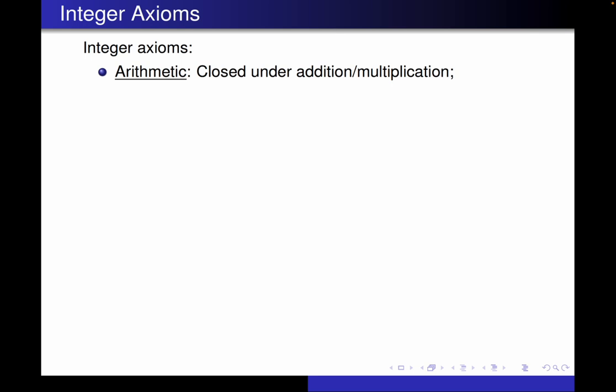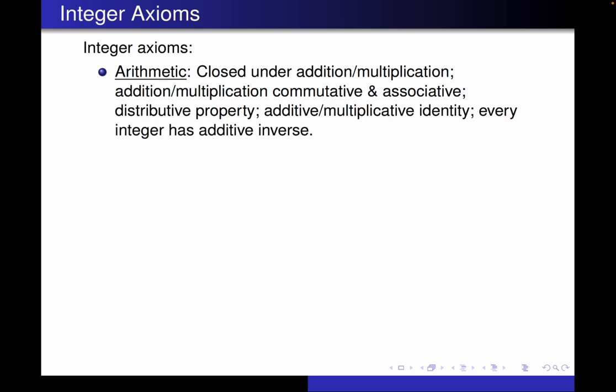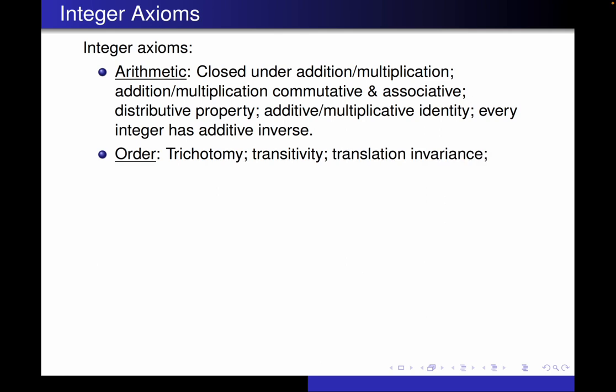For arithmetic, our integers are closed under addition and multiplication. Addition and multiplication are both commutative and associative. We have the distributive property. We have an additive identity and a multiplicative identity, 0 and 1. Every integer has an additive inverse. And for our order properties, we have trichotomy: every pair of numbers can be compared, and we know which one of them goes before the other. We have transitivity, the transitive property. And we have translation invariance.